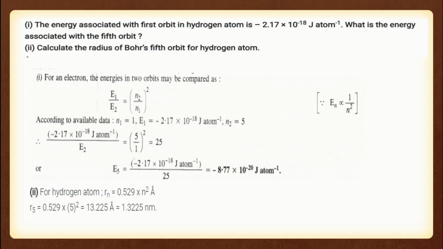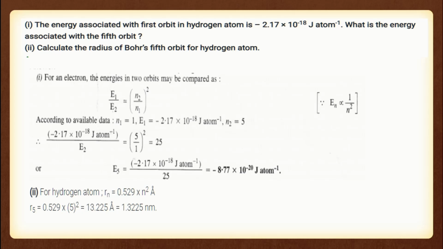For an electron, the energies in 2 orbits may be compared as E1 by E2, which is equal to (n2 by n1) the whole square. According to the available data, n1 = 1, E1 = -2.17 × 10^-18 joule per atom, and n2 = 5.